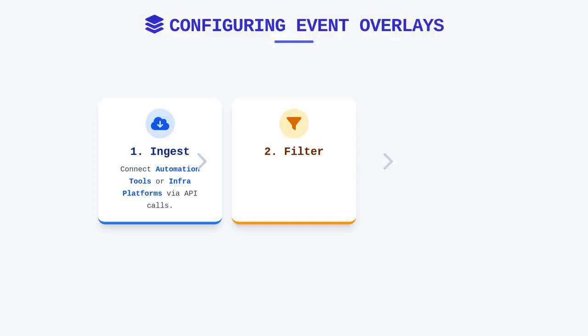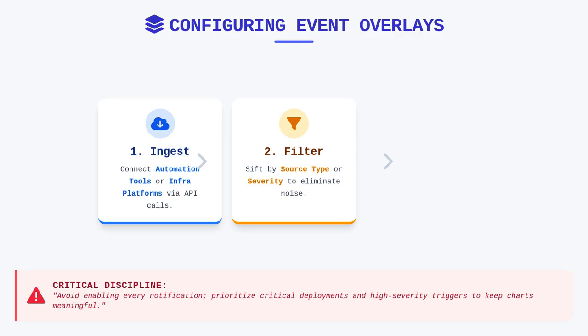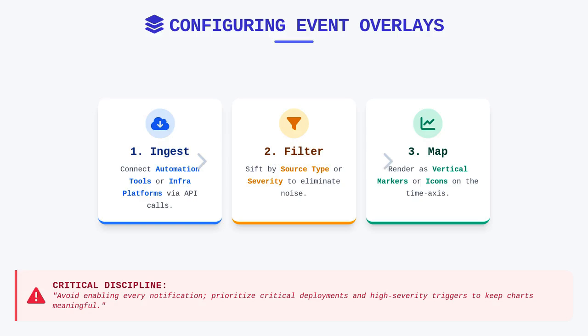It is essential to filter these feeds based on source types or severity tags to prevent your charts from becoming cluttered with irrelevant noise. If you enable every possible event notification, you will find that the chart loses its ability to highlight the occurrences that truly matter during an incident. Therefore, you must be disciplined in your selection criteria, perhaps choosing to visualize only critical deployments or high-severity alert triggers. Once the source is selected, the system will pull these events into the time series space, rendering them as vertical markers or distinctive icons along the horizontal axis of the chart.